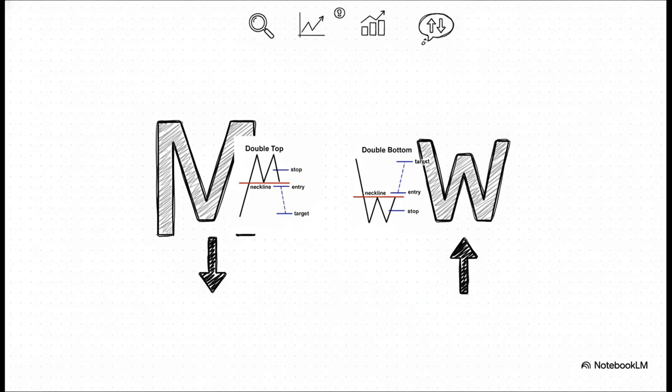And on the right, you've got the double bottom, a W shape. It's the exact opposite story. Sellers fail twice to push the price lower, which suggests the buyers are finally about to take control.